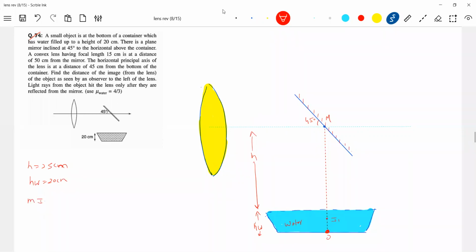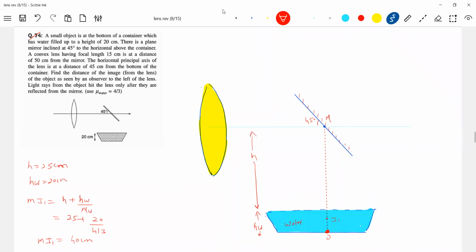MI1 should be equal to H plus HW by mu W. H is how much? 25. 20 by 4 by 3. 4, 5, 15, 15, and this will be 25, 40 centimeter. Actual depth how much? 45 centimeter from the principal axis, but it will appear to be at 40 centimeter.